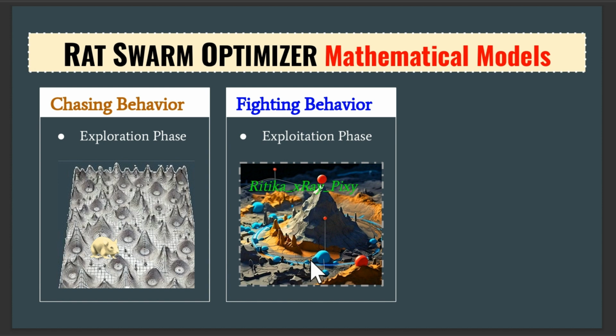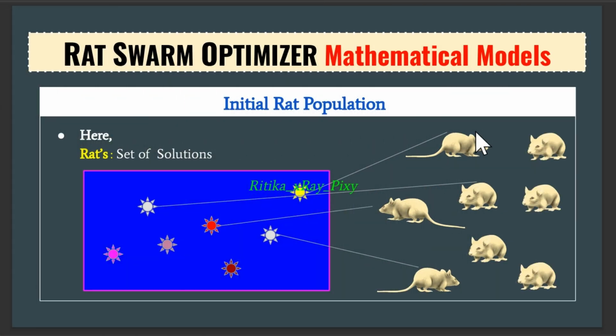We will search around the good solution. So now we will discuss the mathematical models of this algorithm. Then step by step we will discuss how this algorithm is working. So we have a rat population. Rat population means we have a set of candidate solutions for any problem.